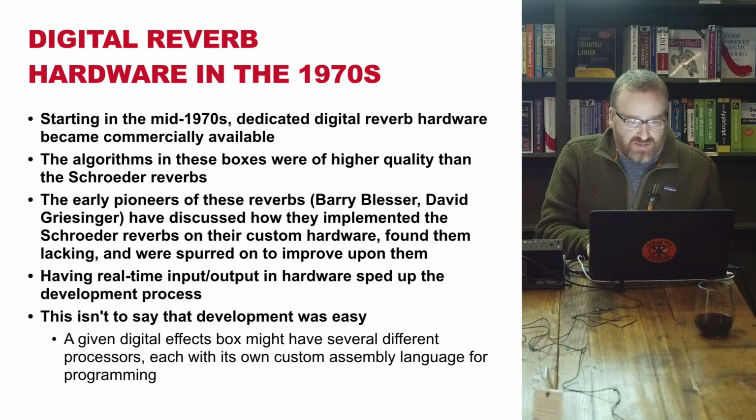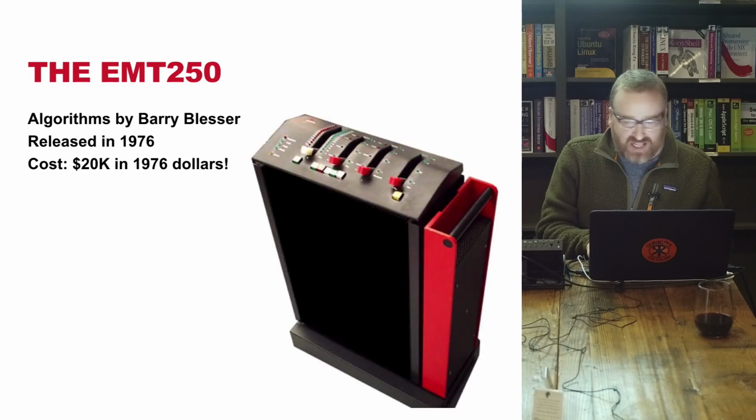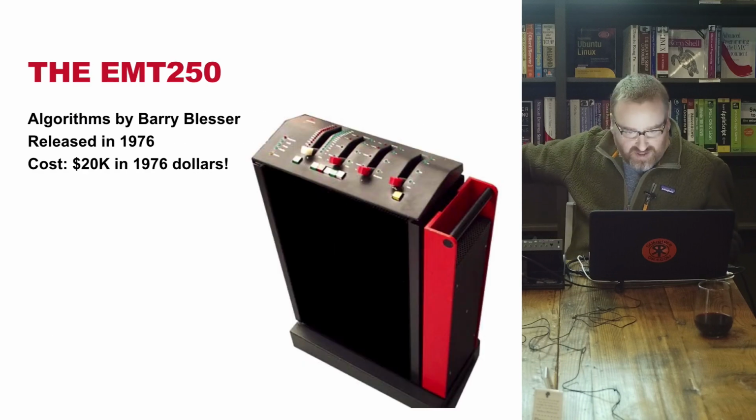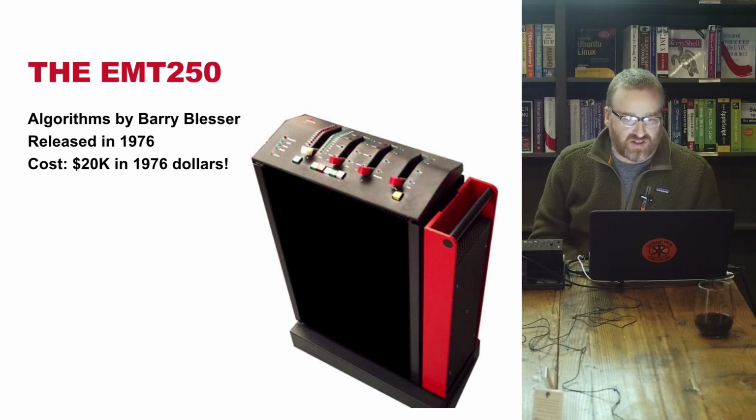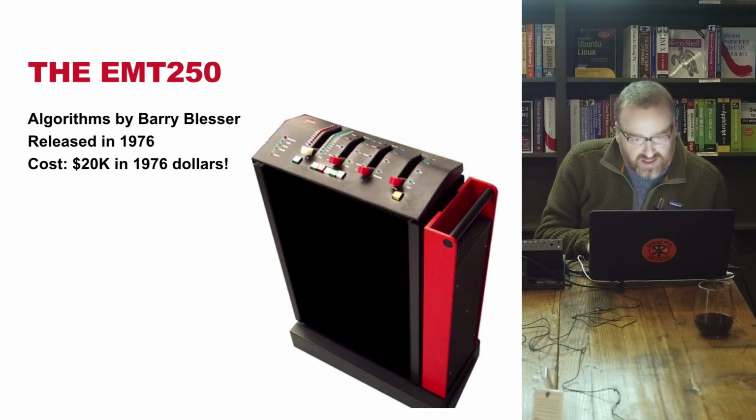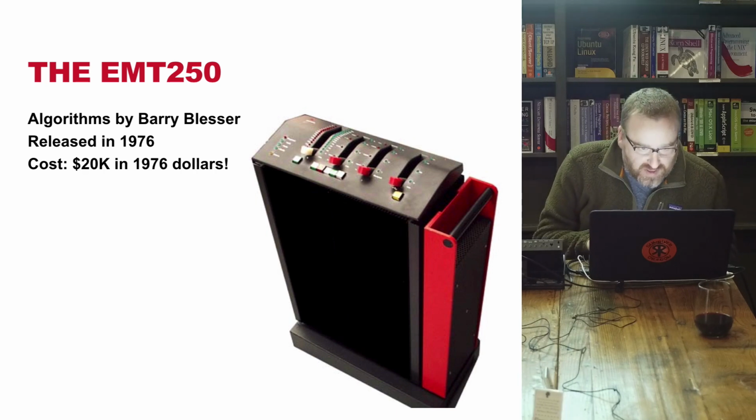So that's the EMT 250 I talked about. It's about this high. They call it R2D2. It cost $20,000 in 1976. I think the first house I lived in would have cost about that back then. As a kid, I didn't own a house in 1976.